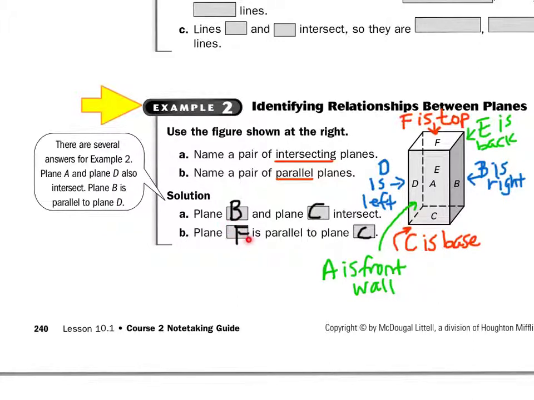And then for part B, they want to name a pair of parallel planes. So I chose F and C. So F is the top, like the ceiling, and C is the base, like the floor. And those are parallel planes, like parallel gigantic pieces of paper.